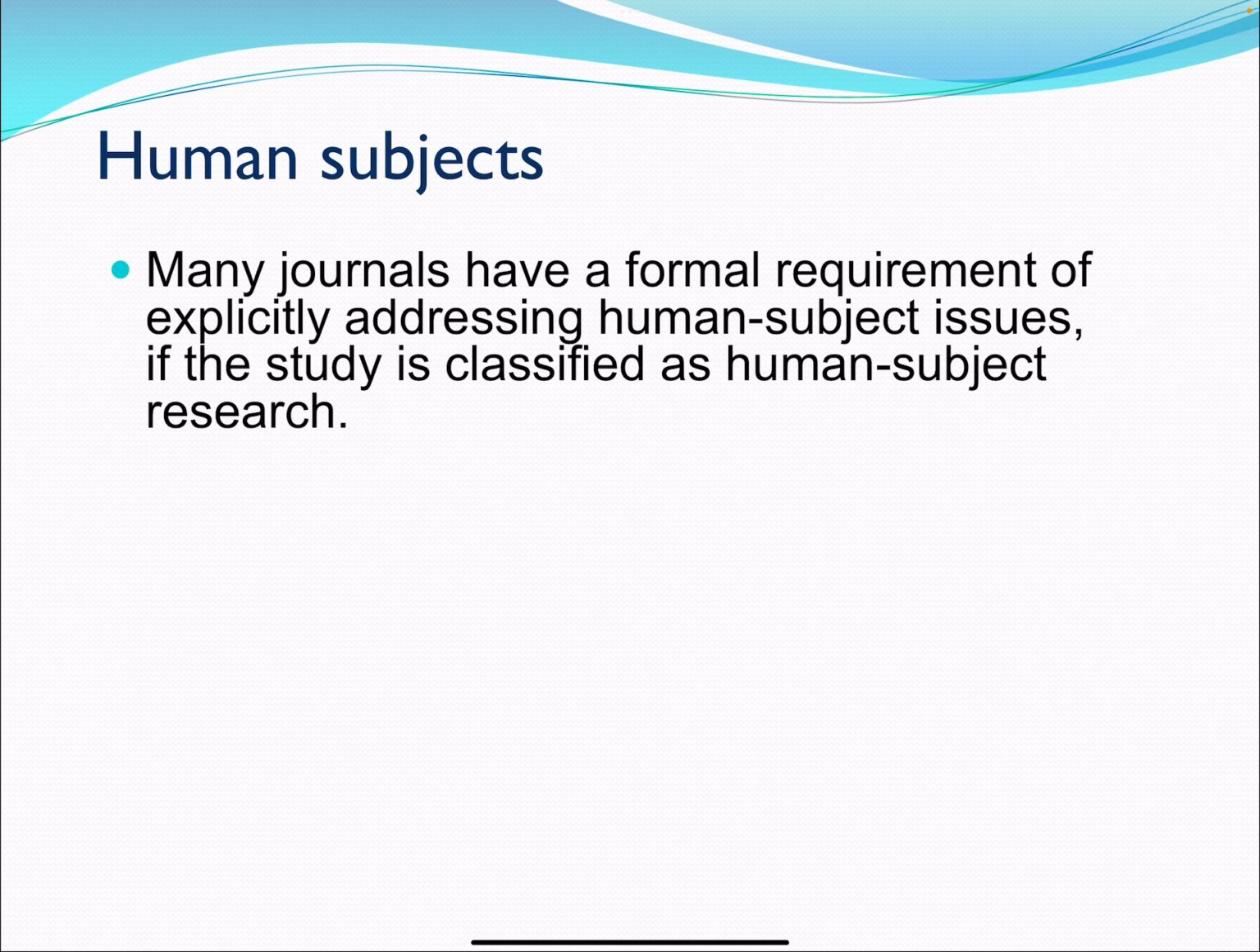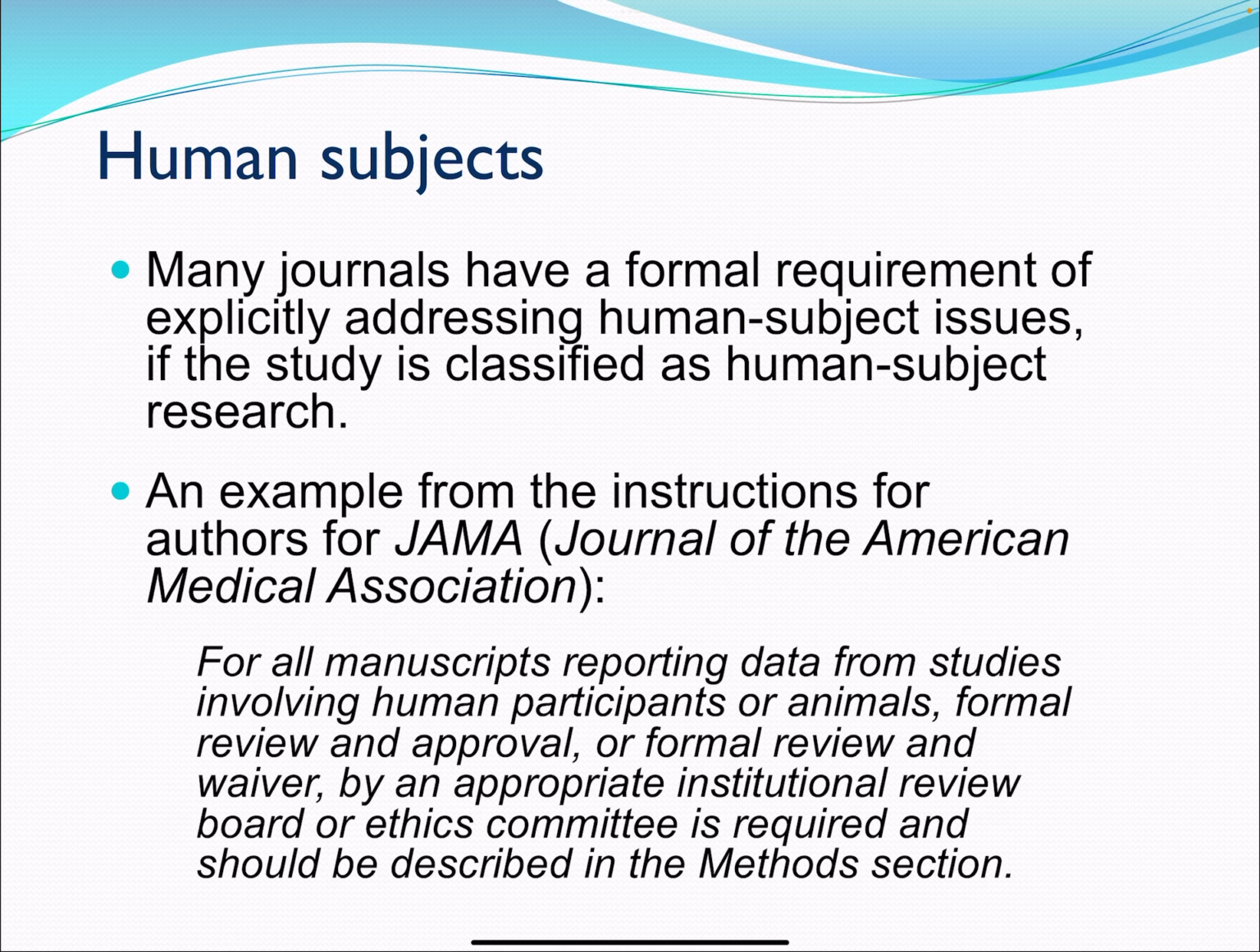When working with human subjects, many journals, the places that publish these IRB reviewed studies, have a formal requirement of explicitly addressing human subject issues if the study is classified as human subject research. So an example from the Journal of American Medical Association says, for all manuscripts reporting data from studies involving human participants or animals, formal review and approval or formal review and waiver by an appropriate IRB board and ethics committee is required and should be described in your methods section. You have to discuss how you did this in an ethical way and how you got this approved in your method when you talk about your study.